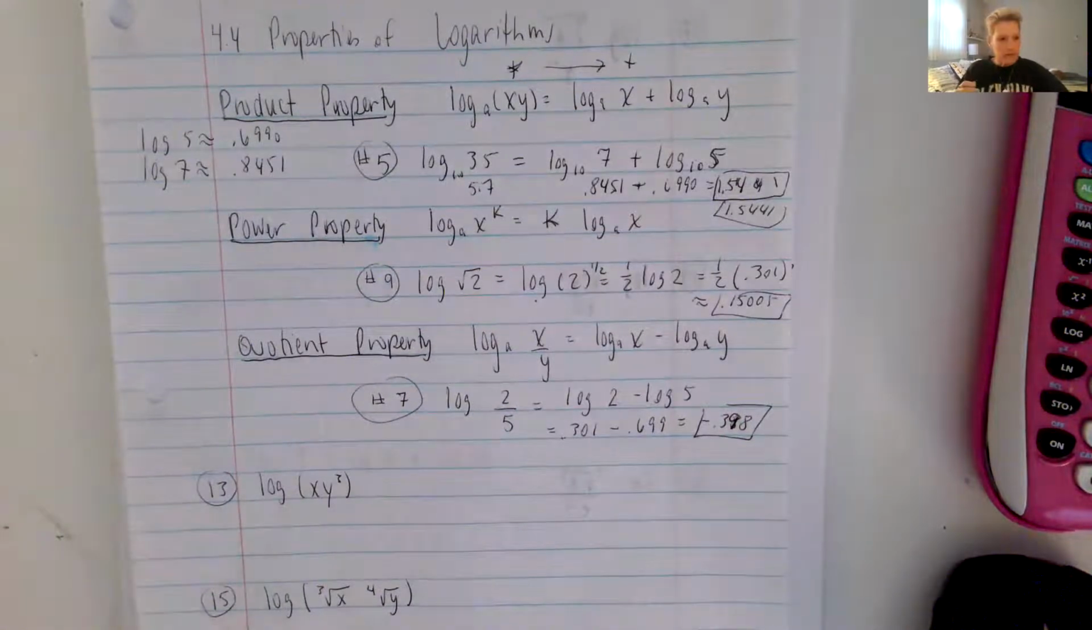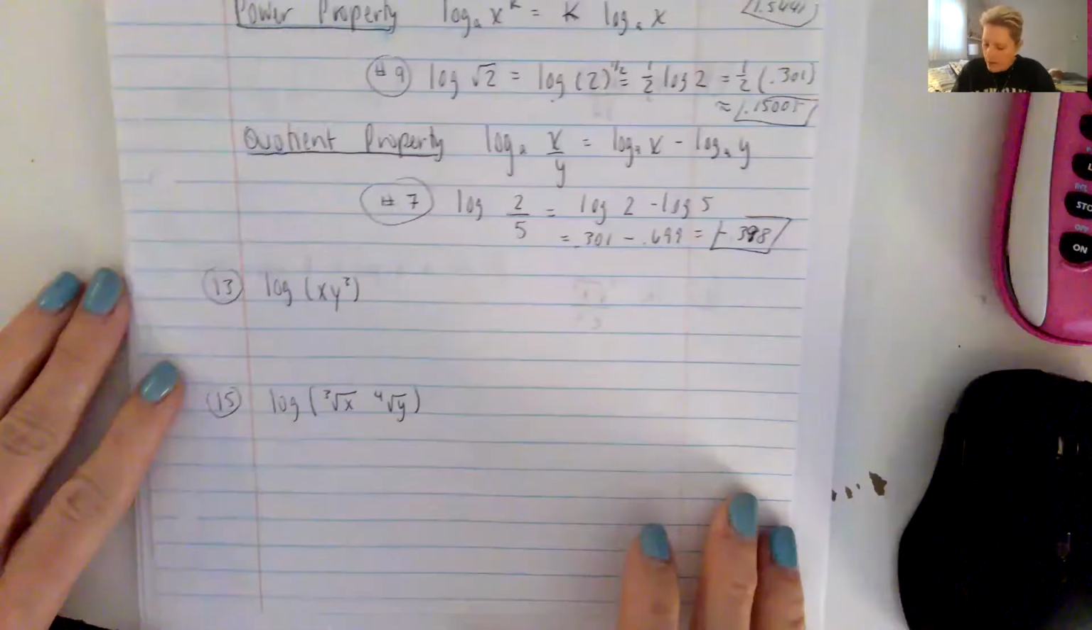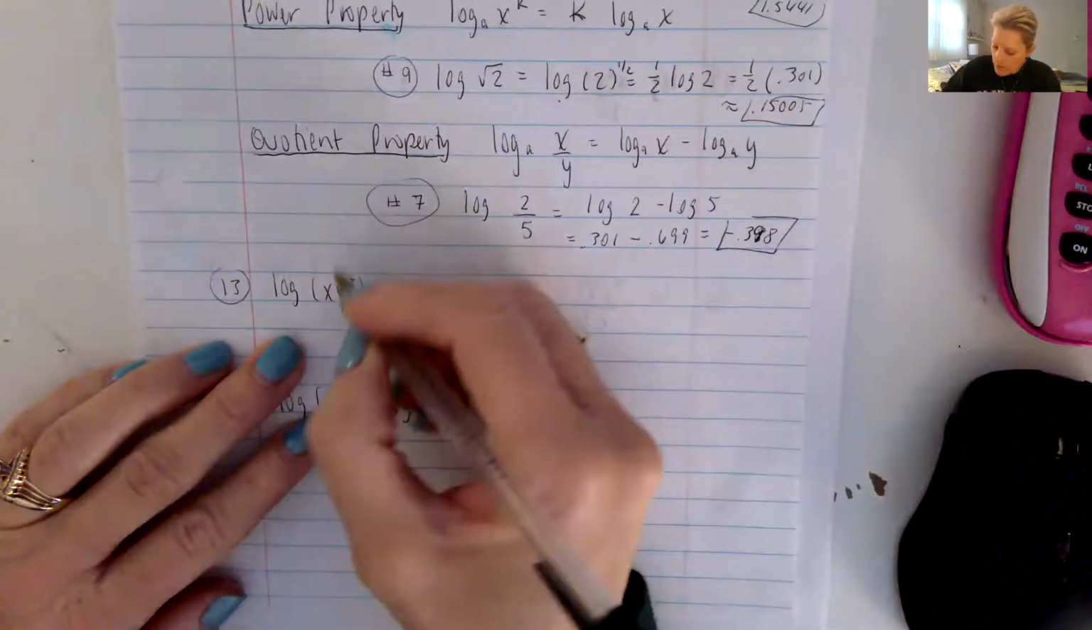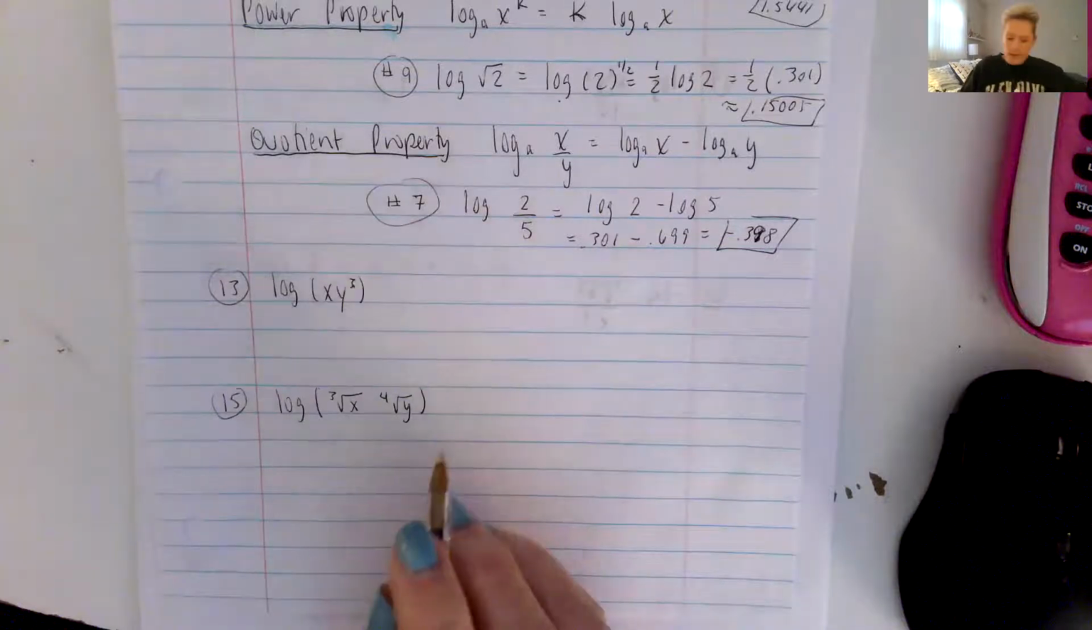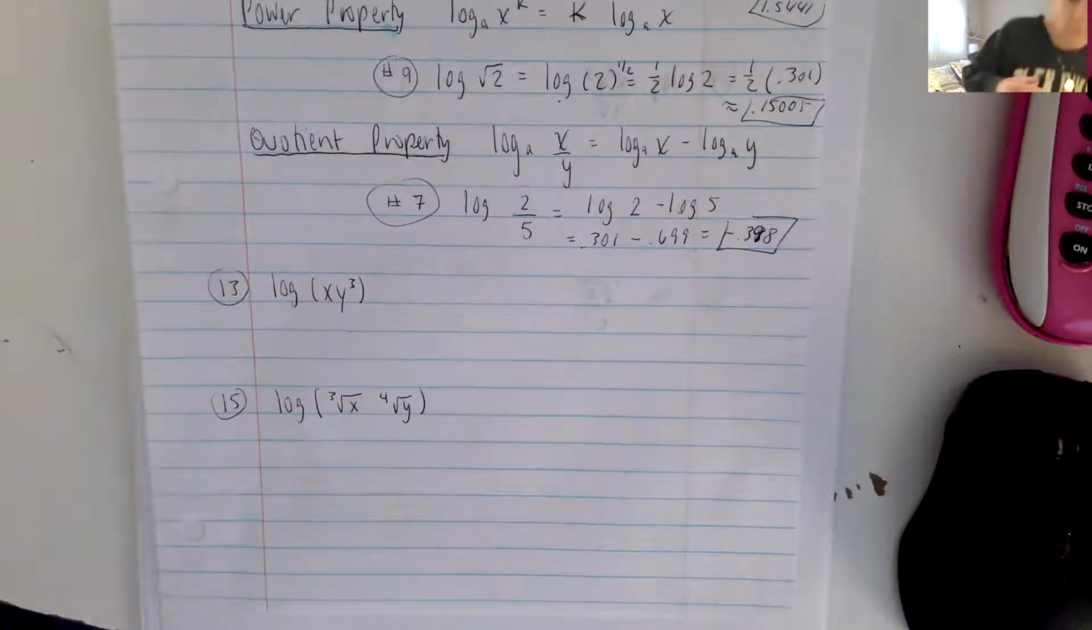Okay, so the rest of the problems that I want to work with are all just about using the properties. Log of x times y to the third. So we just want to separate this out. The problems like 13 through 29 are all using the properties to eliminate all the exponents and the sums or differences.